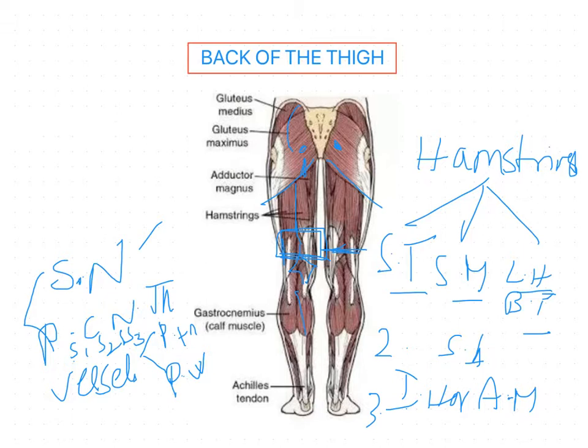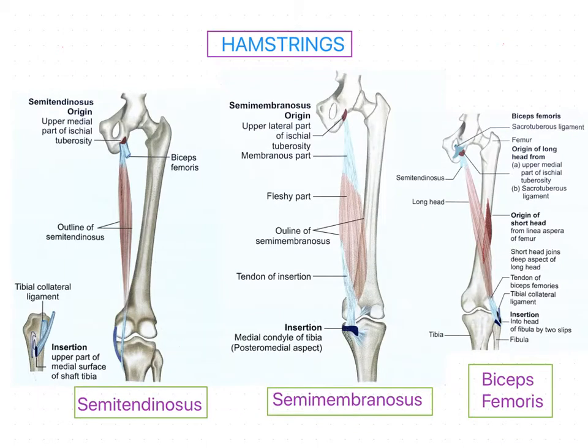So one interesting thing about these hamstrings, all these hamstring muscles have a common function. As we all know, the hamstring consists of three muscles: semitendinosus, semimembranosus and long head of biceps. Now we will see the origin for semitendinosus. So here comes the semitendinosus.